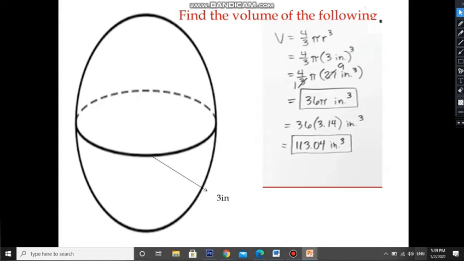So 3 goes into 27: 27 divided by 3 is 9, and 3 divided by 3 is 1. So 4 times 9 equals 36 pi inches cubed. This is the answer, and we can complete it: 36 pi equals 36 times 3.14 inches cubed, equal to 113.04 inches cubed.